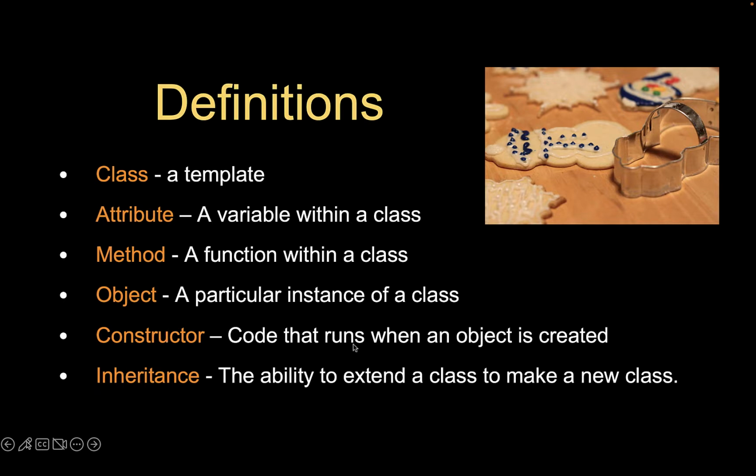A constructor is code that runs when an object is created. And again, what part of the creation of the object? Well, the Python infrastructure picks up this class cookie cutter and stamps out a blank cookie, a snowman without any icing on it or any little beads or anything. Then it runs the constructor. What would the constructor do in the metaphor? It probably would put on the icing and the beads. Okay, so it's an initializer.